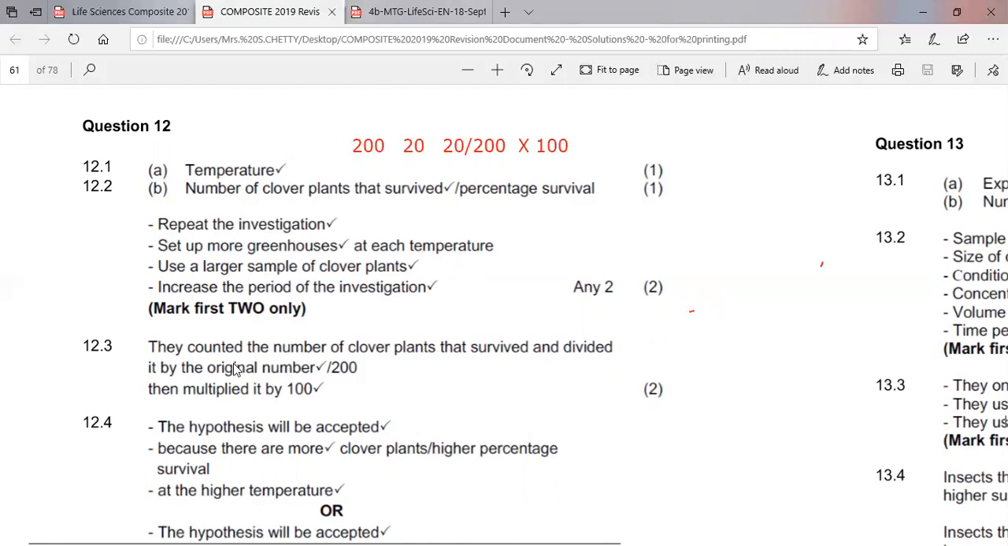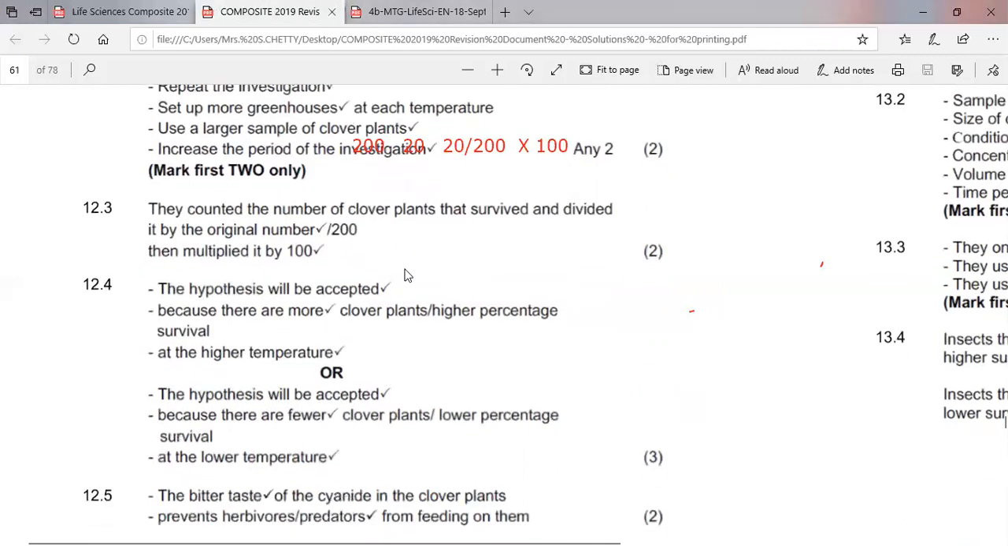Okay. How would you calculate the percentage survival? They counted the number of clover plants that survived, divided by the original number, 200, times 100. Just mathematics. Hypothesis will be accepted because there are more clover plants that survive at higher temperature. We thought, how do you get the 3 marks? But that's so easy to get the 3 marks.